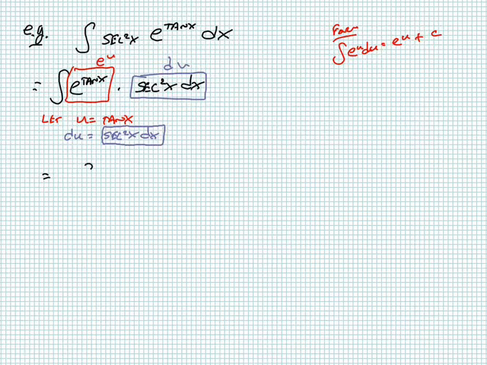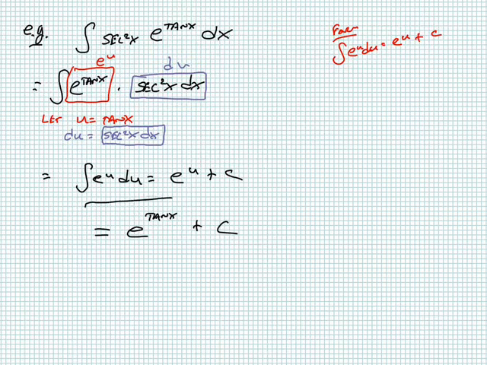So now I've got the integral of e to the u du, which is just equal to e to the u plus c. And then my last step is to put my u back in. So I've got e to the u, and my u is tangent of x, plus c. And like any antiderivative, you can verify that this is correct by taking the derivative. You should get what's inside the integrand, and you would, using the rules that we learned in this section.